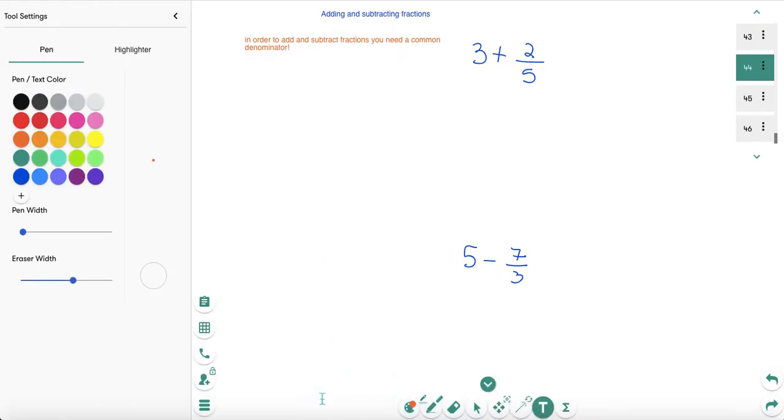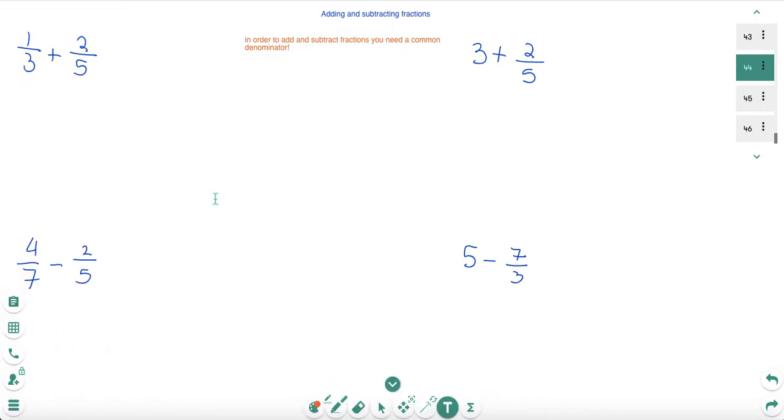In order to add and subtract a fraction, you need a common denominator. So let's look at our denominators, 3 and 5. We're going to find the lowest common multiple of 3 and 5. So think of your 3 times tables, think of your 5 times tables, and think, what's the first number in both times tables? Well, 3 is 3, 6, 9, 12, 15, 18. 5 is 5, 10, 15. Oh, look, 15. So our new denominator will be 15.